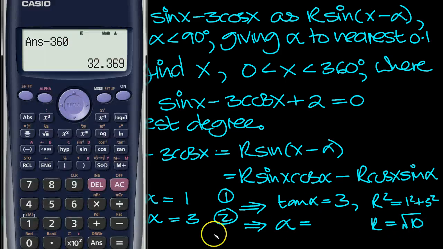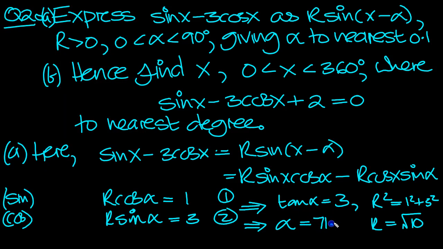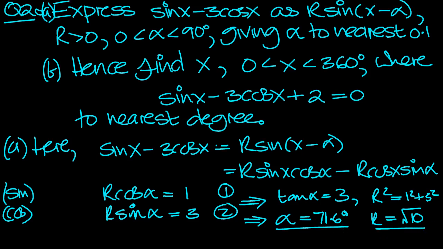So we can read off alpha. Shift tan 3, inverse tan of 3, equals, in degrees mode, 71.6 to the nearest 0.1 degree. So there's alpha and there's r. We've worked those out.